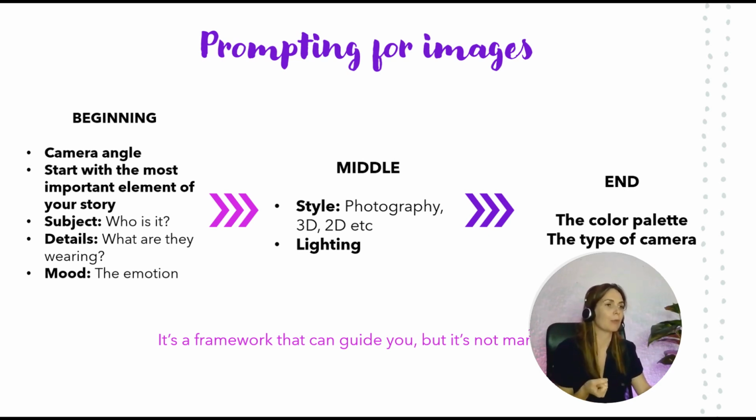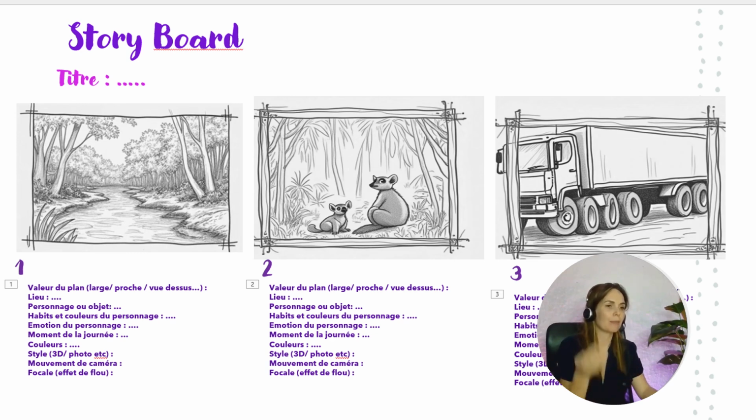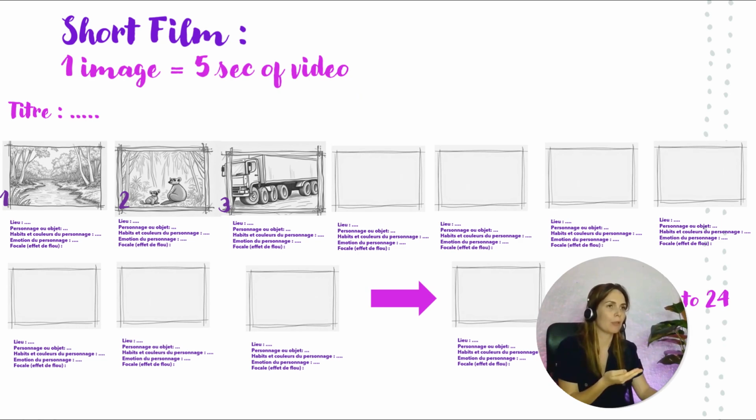Then, in the middle of the prompt generally, you include the style and lighting, and then the color palette, and optionally the type of camera. So you see here, we've filled that in for the three images. And we're going to have to do it a number of times. So I really encourage you to either print out the sheet or just draw some boxes.